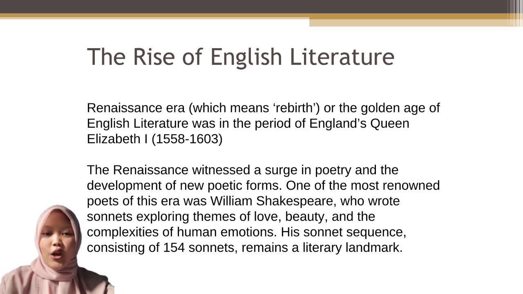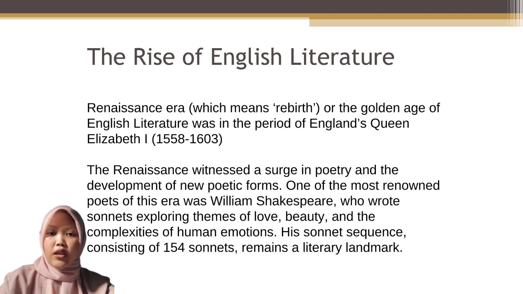Okay, first, the rise of English literature. The Renaissance era, which means rebirth or the golden age of English literature, was in the period of England's Queen Elizabeth I from 1558 until 1603. So the Renaissance witnessed a surge in poetry and the development of new poetic forms, and one of the most renowned poets of this era was William Shakespeare, who wrote sonnets exploring themes of love, beauty, and the complexities of human emotions. His sonnet sequence, consisting of 154 sonnets, remains a literary landmark.